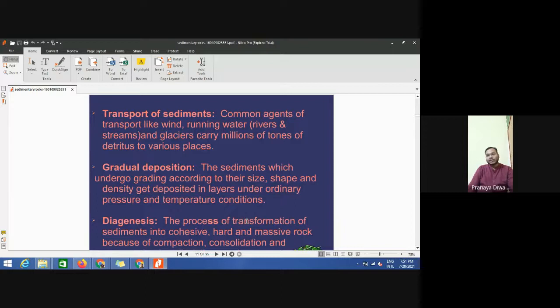The sediment which undergoes grading according to its size, shape, and density gets deposited in layers under ordinary pressure and temperature conditions. You have a diagenesis process followed by this one.